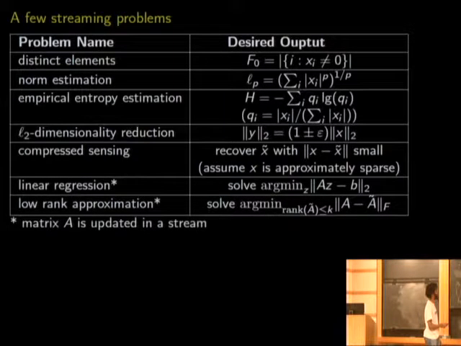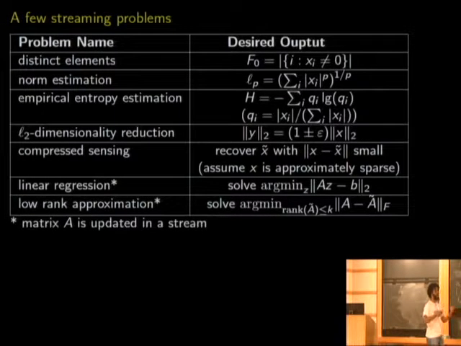And I want to recover a vector x tilde such that x tilde is close to x under some norm. Another one is linear regression. So here, let's say the matrix A is being streamed over. Imagine I'm Netflix. I have this matrix where I have users on the rows and movies on the columns. And the ijth entry is how user i rated movie j after he saw the movie.